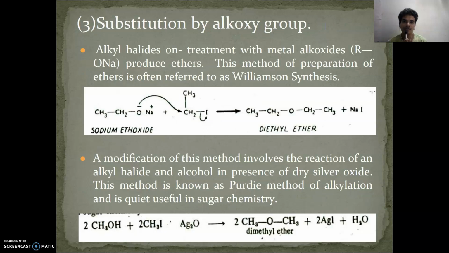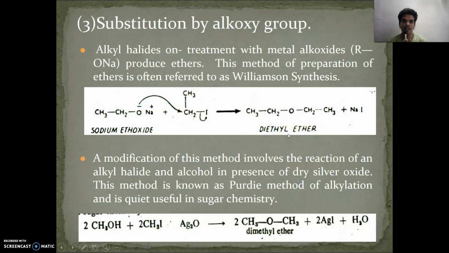Then substitution by the alkoxy group. Alkyl halide on treatment with a metal alkoxide produces ether, and this method of preparation of ether is often referred to as the Williamson synthesis. So the metal alkoxide reaction is nothing but the Williamson synthesis. Sodium ethoxide interacts with alkyl halide, which will give ethyl ether.